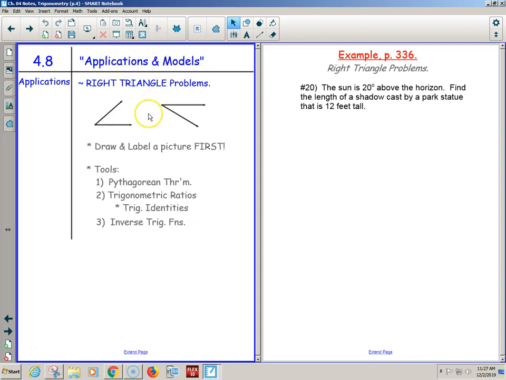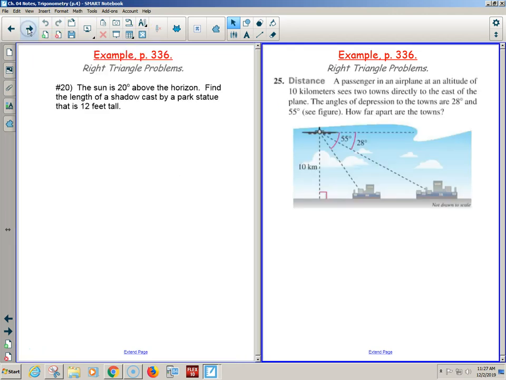Section 4.8, applications and models. We talked about how right triangle problems start to be applied to word problems, and that we're basically just using all the review stuff we've already done with right angles and applying it. So I think we probably did number 20. That probably wasn't a big deal. Hopefully, did we get through all of 25?